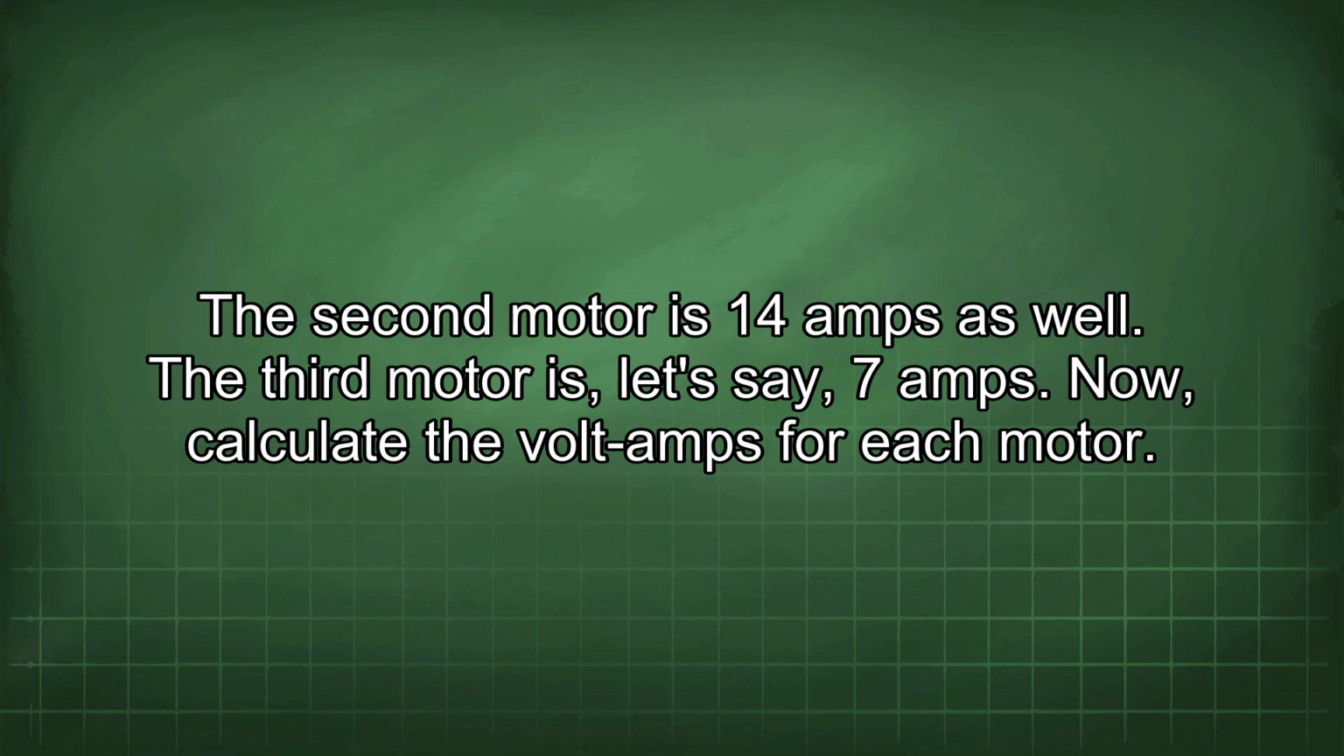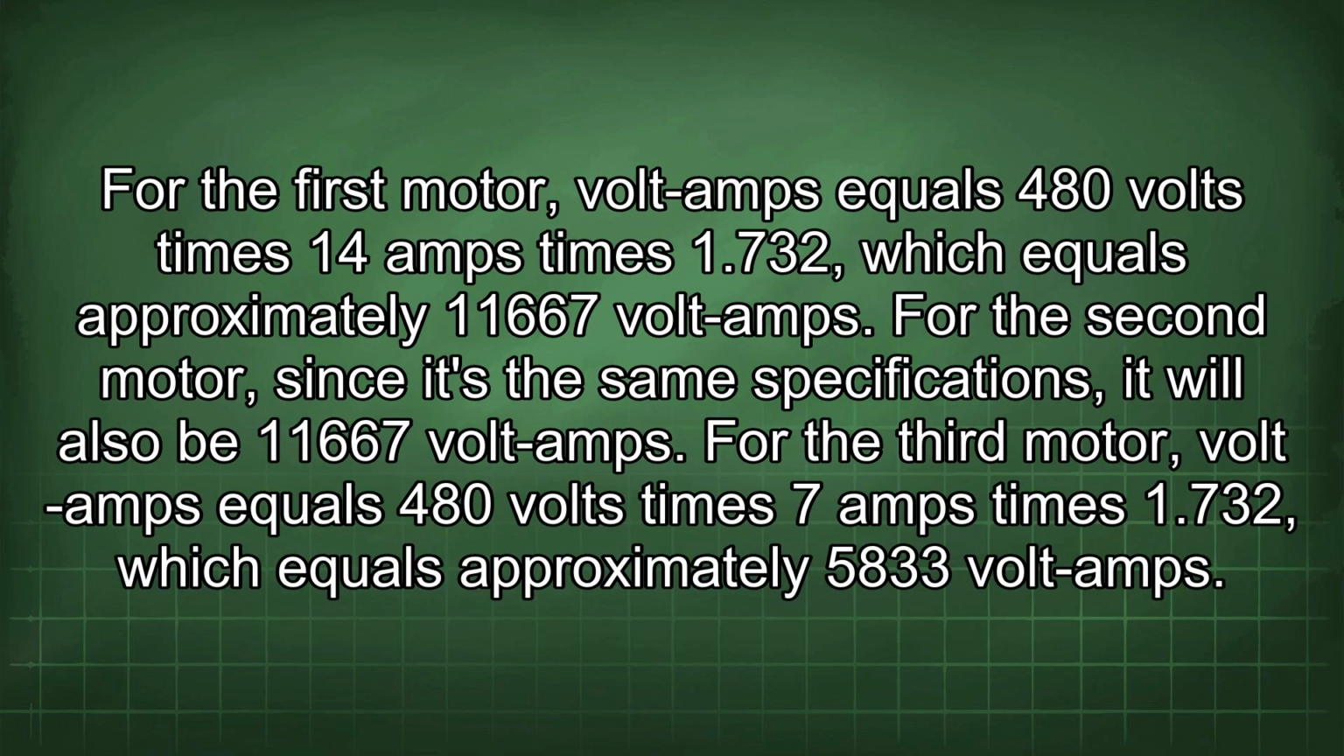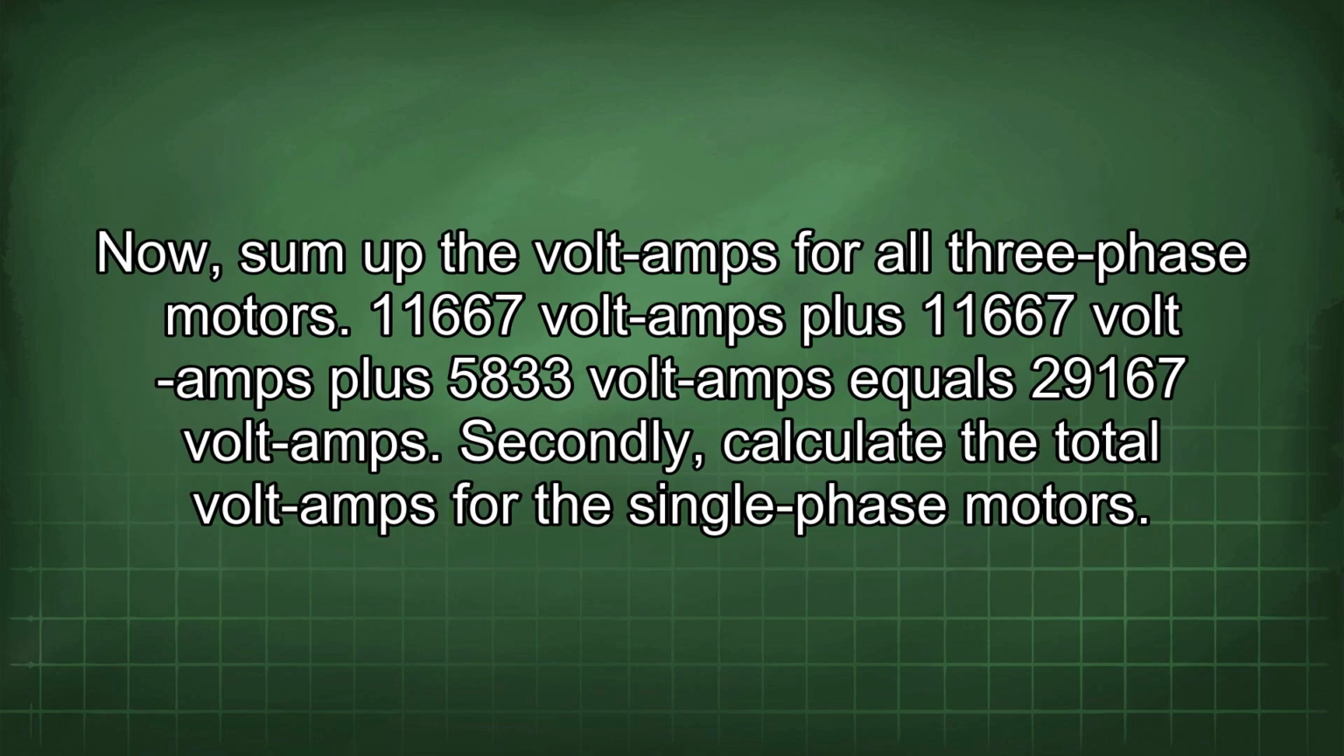Now calculate the volt-amps for each motor. For the first motor, volt-amps equals 480 volts times 14 amps times 1.732, which equals approximately 11,667 volt-amps. For the second motor, since it's the same specifications, it will also be 11,667 volt-amps. For the third motor, volt-amps equals 480 volts times 7 amps times 1.732, which equals approximately 5,833 volt-amps.